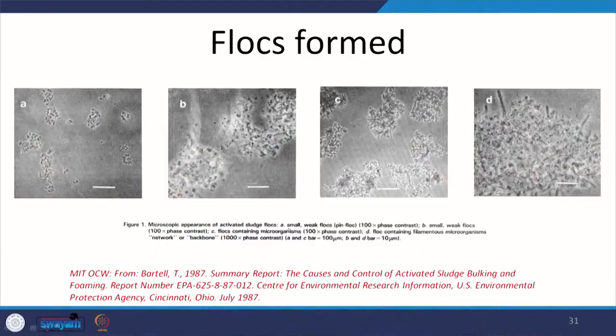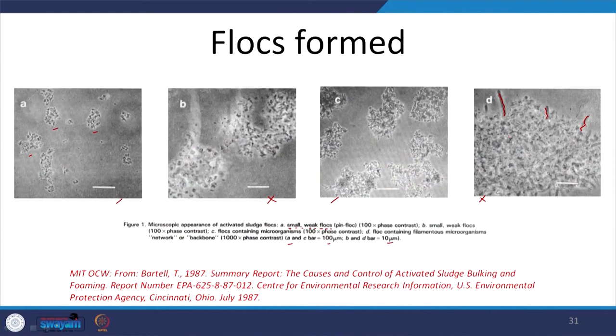Initially we see small weak flocs, or pin flocs, out here, which would not settle as fast. Again small weak flocs in A and C, with a 100 micrometer bar, zoomed in in B, right, that is what you see out here. And then here we have flocs containing microorganisms, and flocs containing filamentous microorganisms as the backbone. These two are at the same magnification, and these two are at a different magnification, similar but different from A and C. As you can see from B and D, the flocs are relatively bigger, again with the relevant filamentous bacteria, which form the backbone around which the floc forming bacteria are going to agglomerate, and now you are going to have bigger particles settling. Again, this is an example of flocculation.